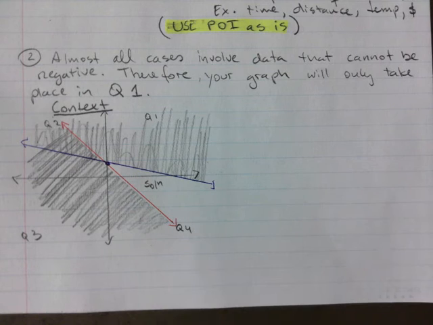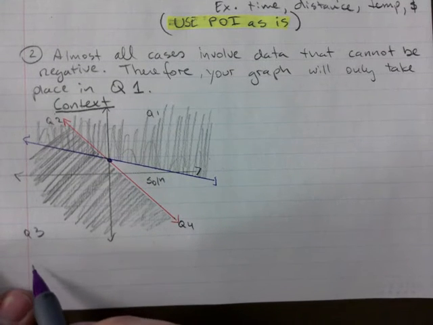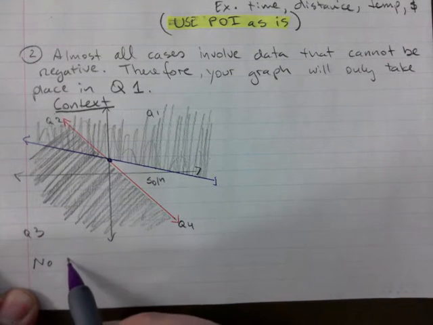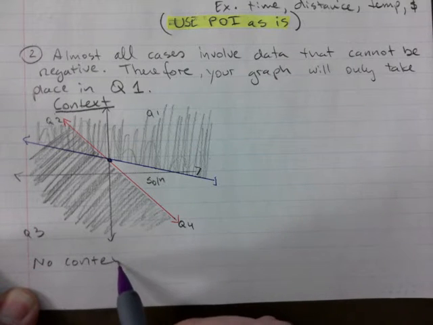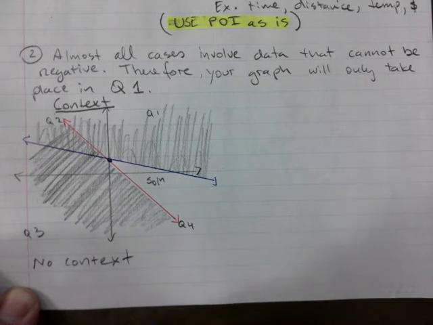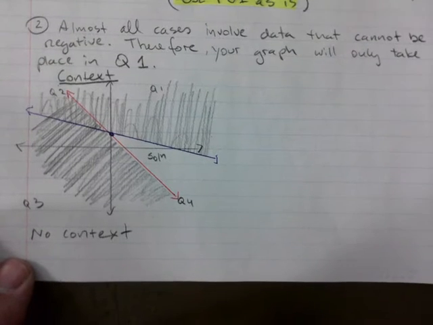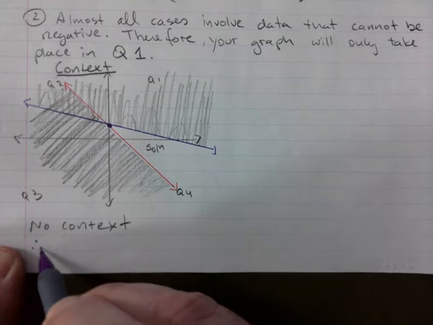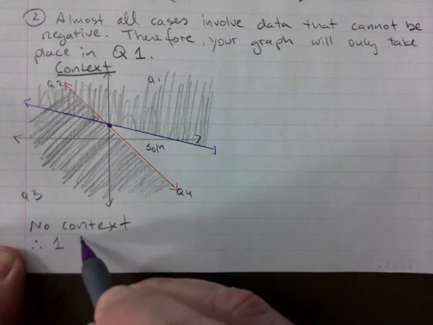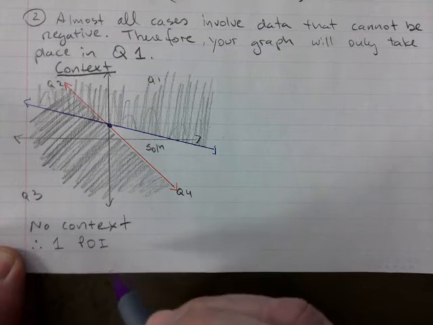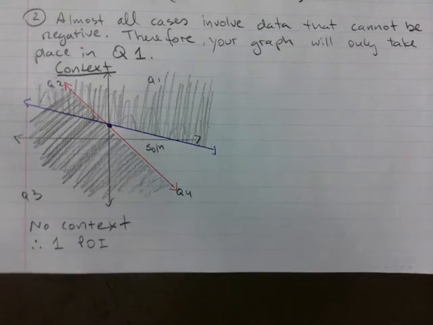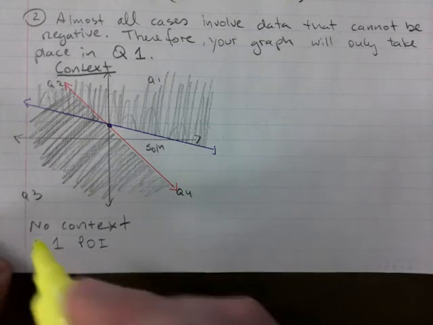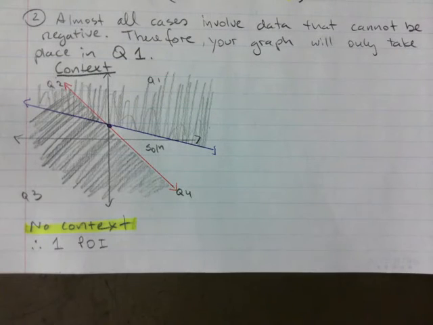Right? So my solution is that wedge right there. No context, right? Underneath I write no context, therefore only one POI here. Okay. No context.